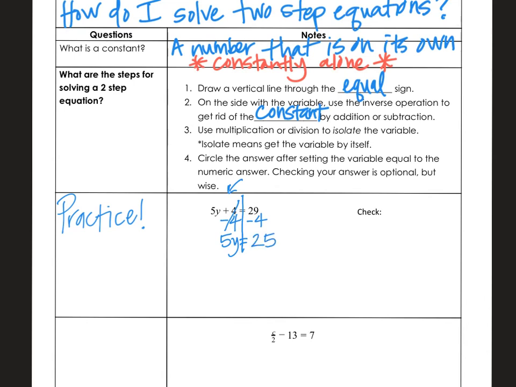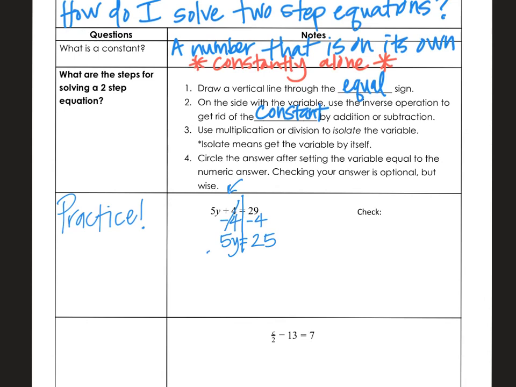Okay, so now I need to isolate my variable. So that means I need to get my variable by itself. Right now I have the 5 in front of the y. It's the coefficient. If these numbers are just right next to each other, that means that they're multiplying. So in order to get y by itself, I need to do the opposite of multiplication. So that means I need to divide. And the number that I'm going to divide by is the number that's with the variable, and that is 5.